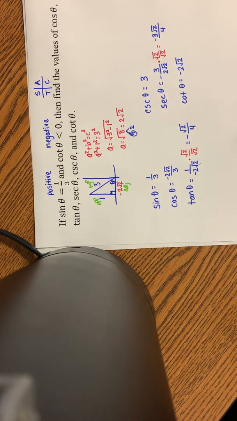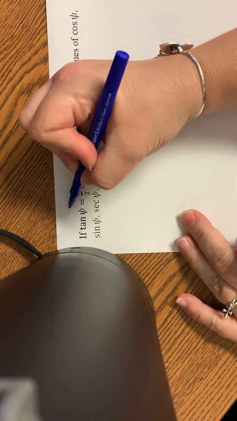Hopefully that makes sense. We got one more. If you've hung in this long, I'm so proud of you. This is going to help you on the quiz next time, I promise, and on the test. Here we go. We have a tangent that's positive. It's 7 over 2. That's a positive number.